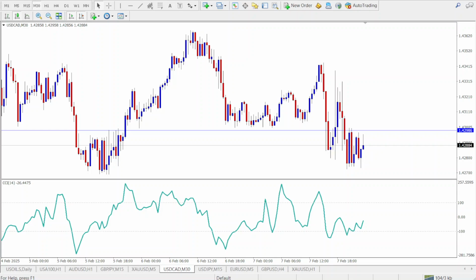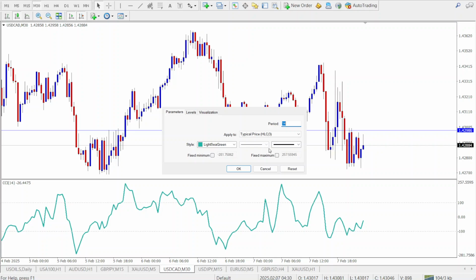Now, let's quickly talk about the best CCI settings for beginners. The default setting for the CCI is the 14 period. It works well for most traders. However, depending on your trading style, you can tweak it. You can use the 7 period for more sensitive and short-term trading. Then you can use the default 14 period for balanced trading. It's best for swing trading.